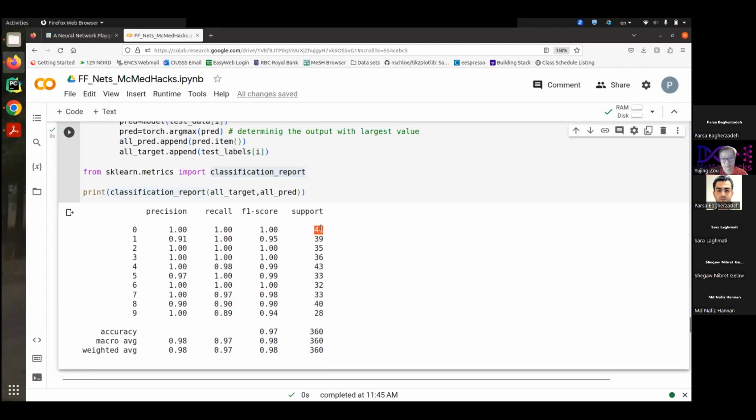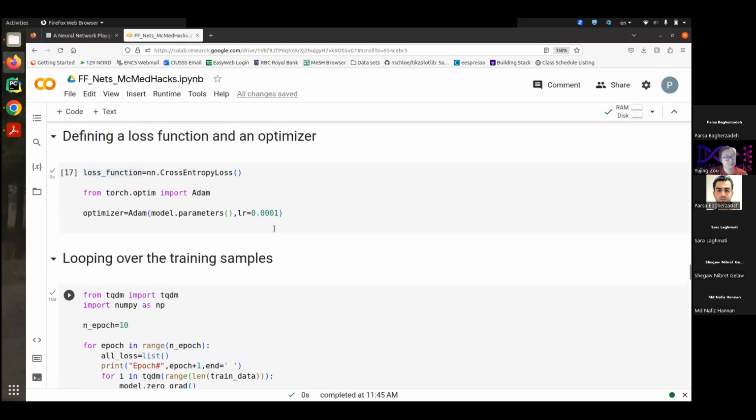This support means how many samples of this class I had in my test set. So 41 samples from class 0 and 40, for instance, from class 8, and so on. Overall, you can see that our model did a very good job, because I have a high F1 score for most of these classes.